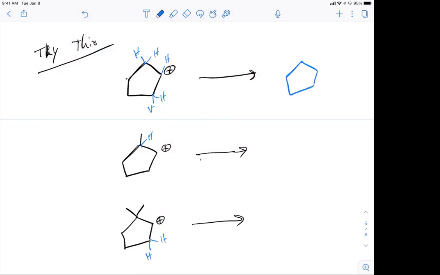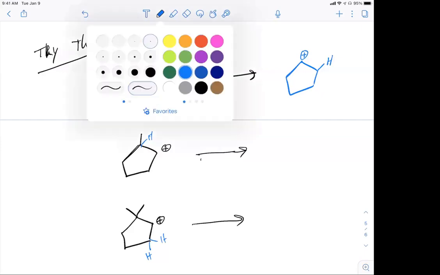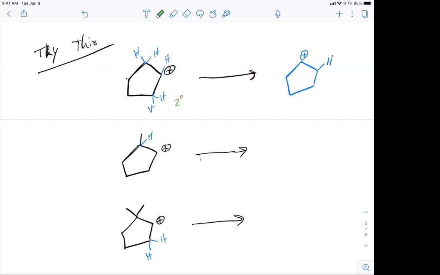There are no methyls here. So if I shifted this proton, I would have ended up with that carbocation. So just what happens if? Is that changing the stability of the carbocation? Here I started with the secondary carbocation, right? And what do I have now? I have a secondary carbocation.